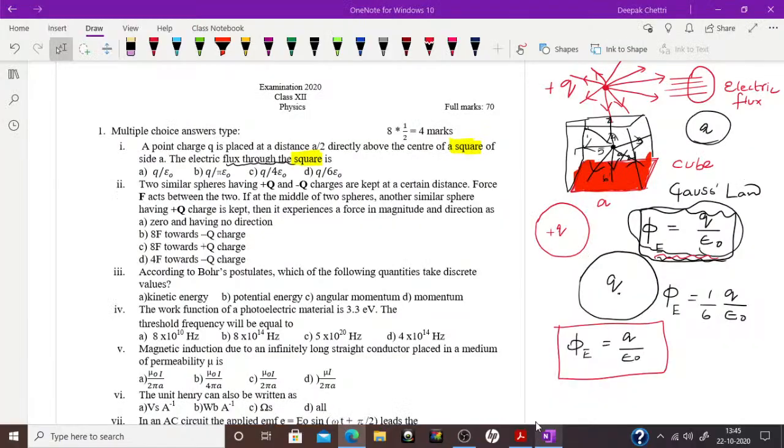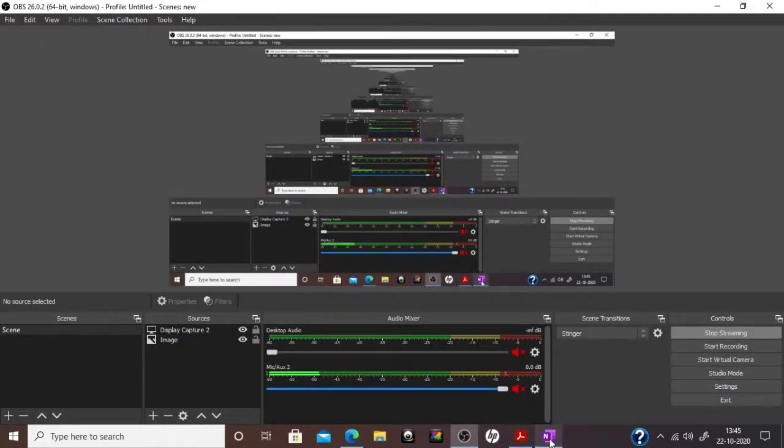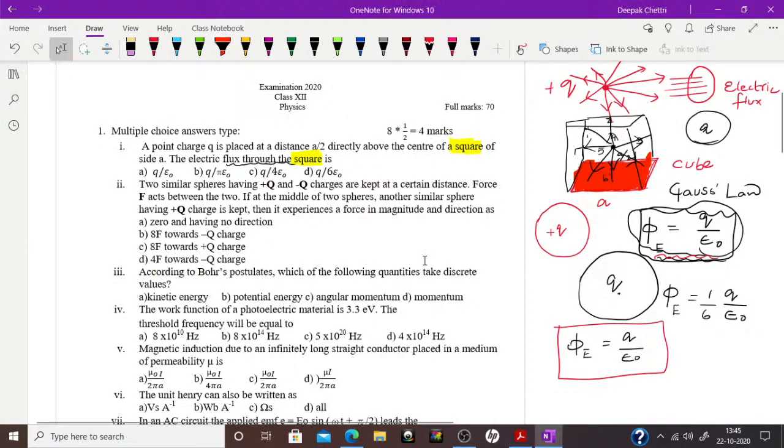Okay, so next question. Two similar charged spheres having plus q and minus q charges are kept at a certain distance. Force F acts between the two. If at the middle of the two spheres another similar sphere having charge plus q is kept, then it experiences a force of what magnitude and direction? So what will be the force?